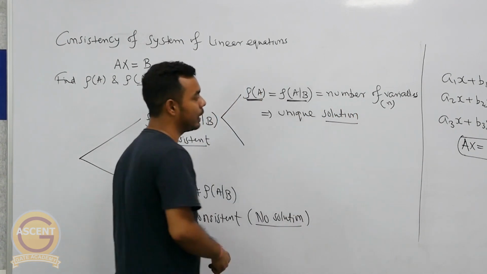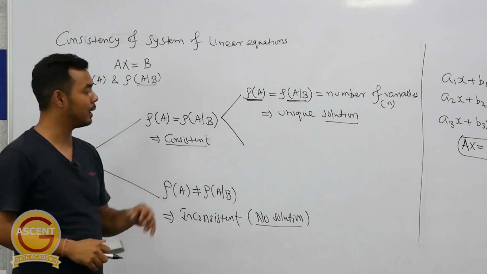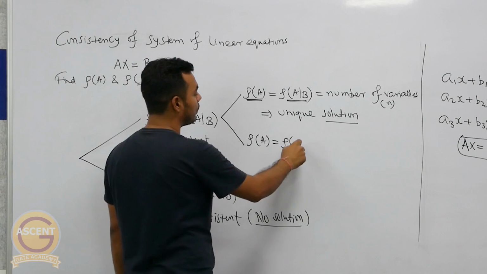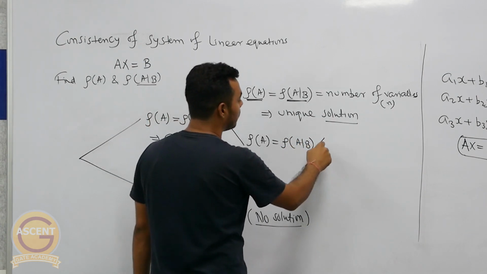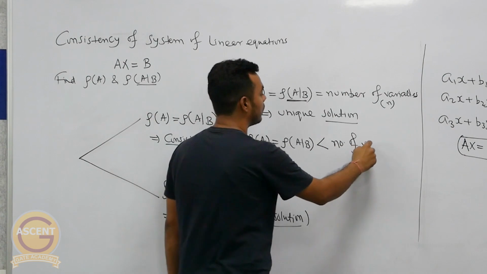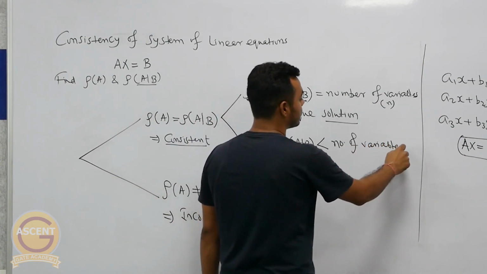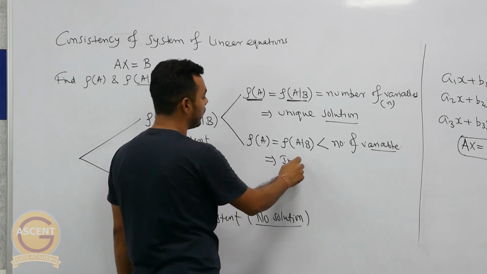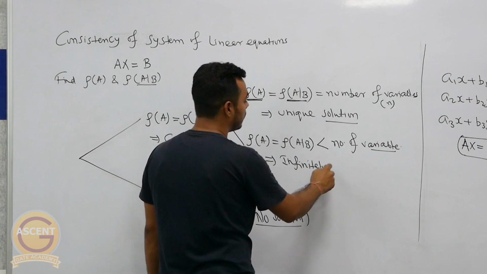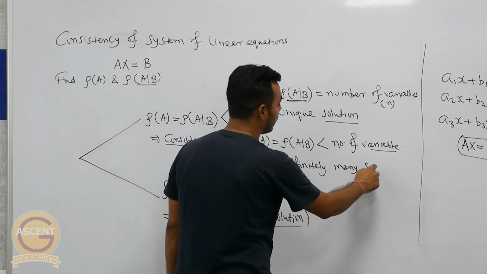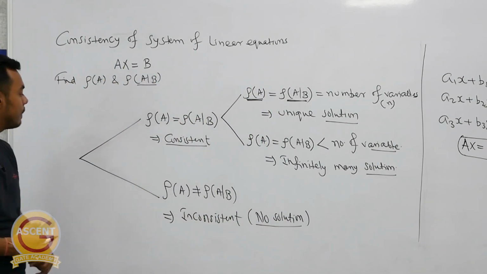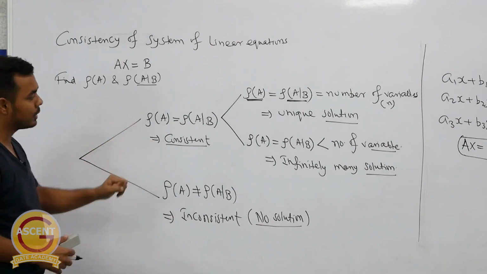So only one value of the variables is possible which will satisfy all three equations simultaneously. And if the rank of A is equal to the rank of the augmented matrix A|B but is less than the number of variables, then in this case also the system of linear equations will be consistent, but here you will have infinitely many solutions. An infinite number of values of the variables is possible which will satisfy all the equations simultaneously. These are very important results that you have to remember.